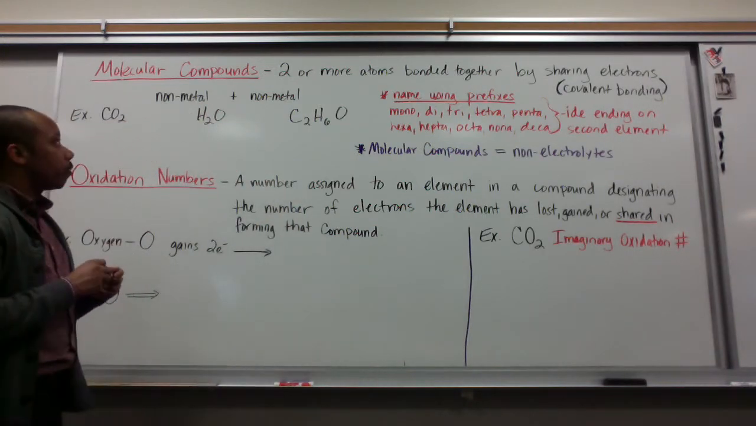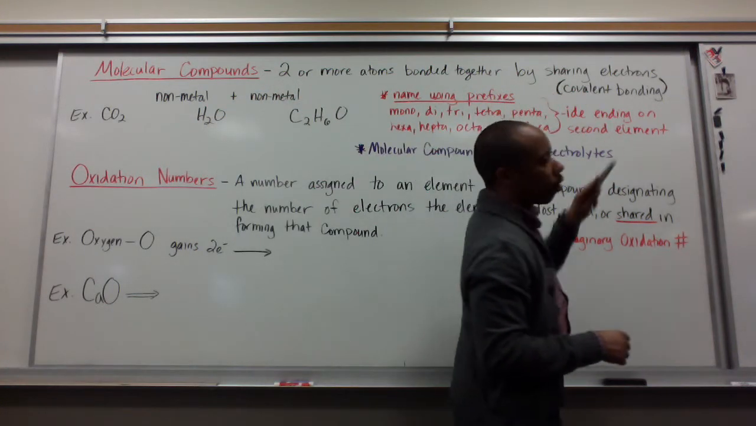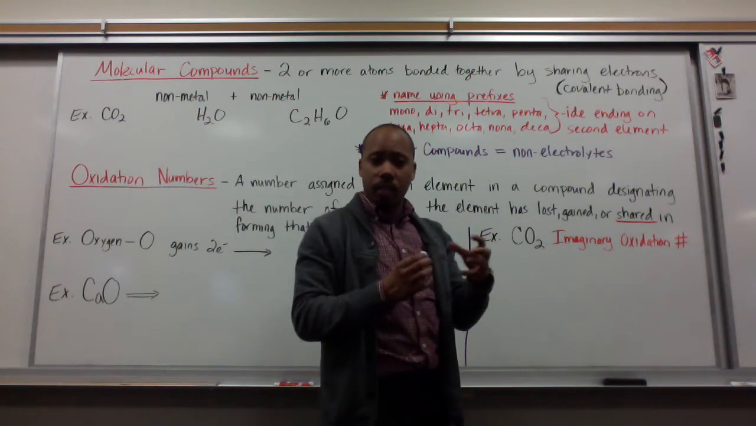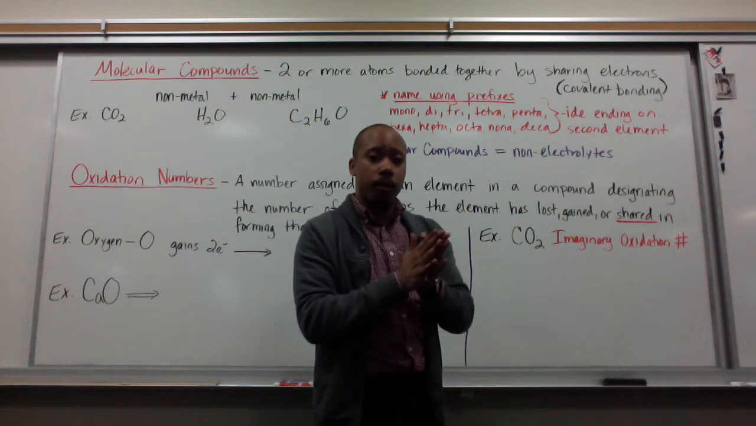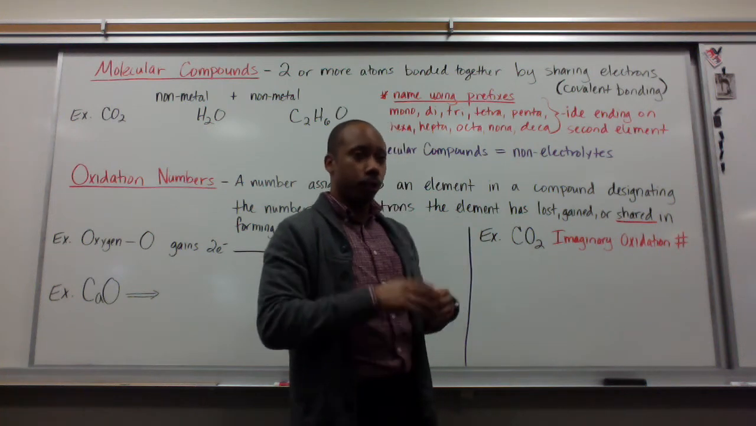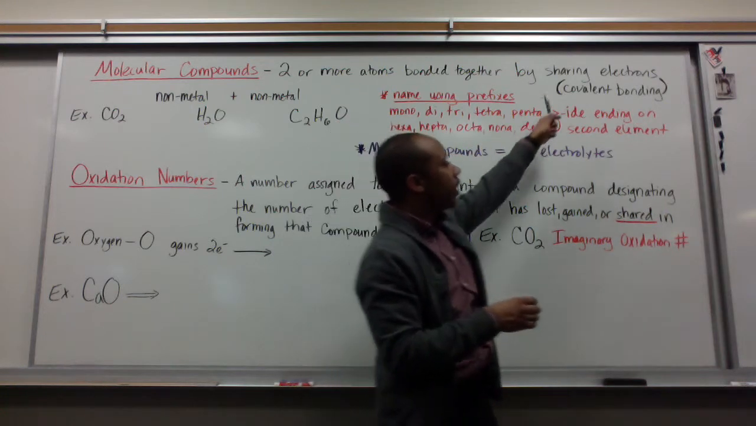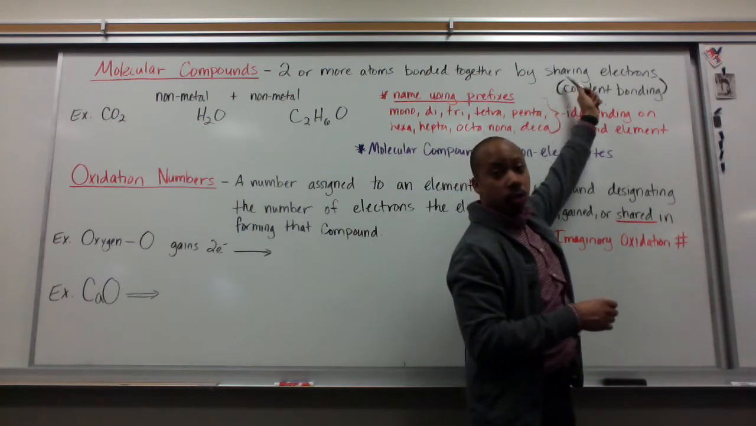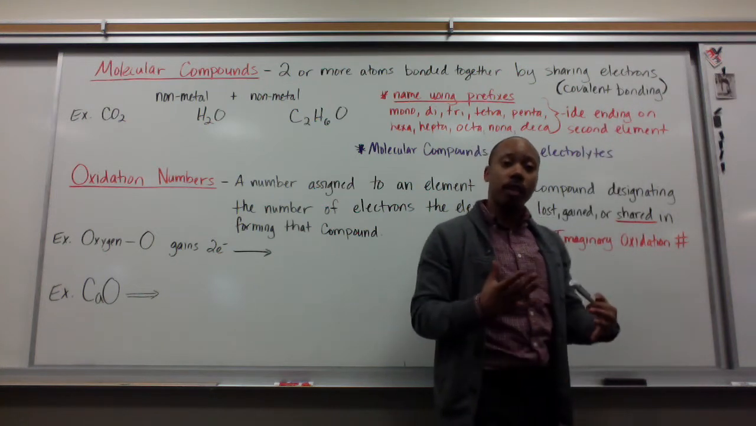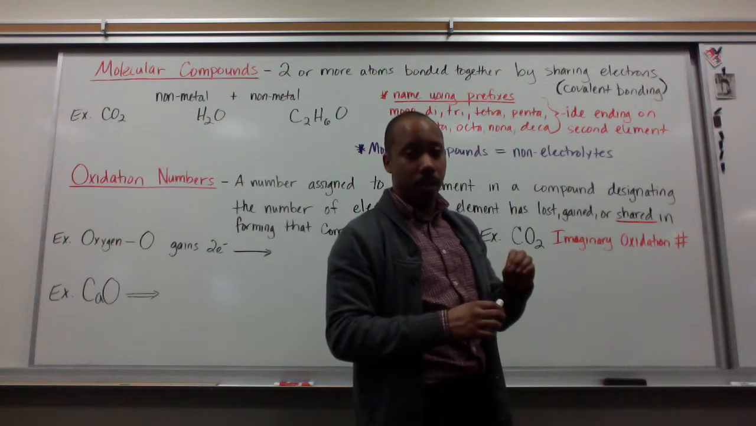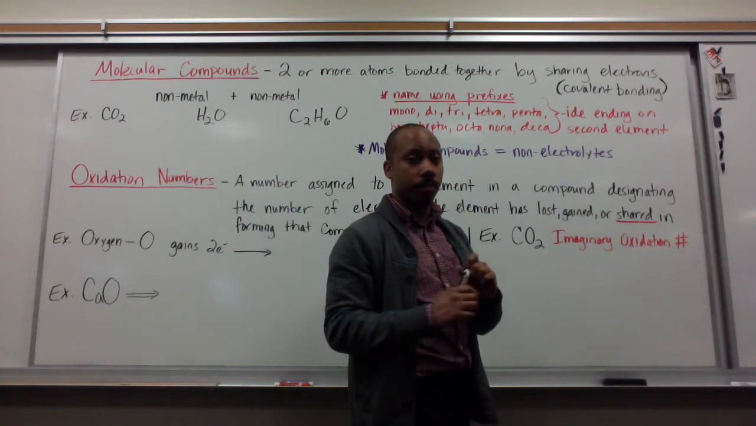A molecular compound is when you have 2 or more atoms bonded together by sharing electrons. We haven't talked much about molecular compounds with that terminology. This terminology is very similar to what we've been talking about with compounds. Compounds are just 2 or more different atoms bonded, but with molecular compounds, it's specific, meaning it's when they're bonded through sharing electrons, or meaning they're covalently bonded. So atoms that are covalently bonded are molecular compounds. Ionic compounds would not be considered molecular compounds.